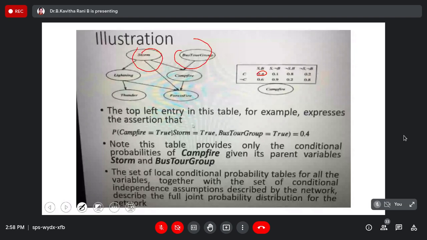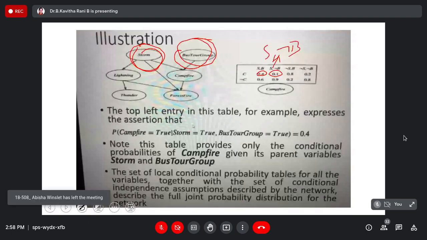Okay, here another thing is, for setting up the campfire when the bus tour group did not arrive, the probability is 0.1. One occurred, one did not occur, so we used the yes and not symbols here. So this is that. In this way we will be forming the table for all the variables in the graph. Another thing, probability of setting up campfire when storm not occurred but bus tour group arrived, the probability is 0.8.